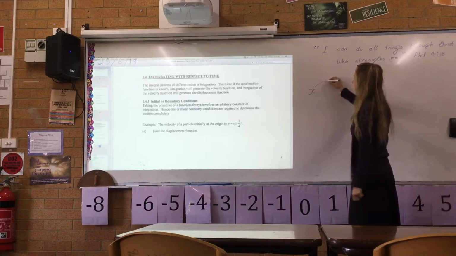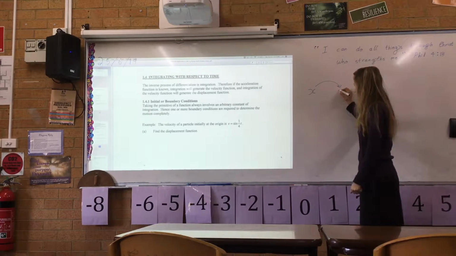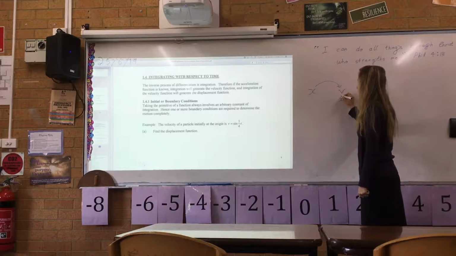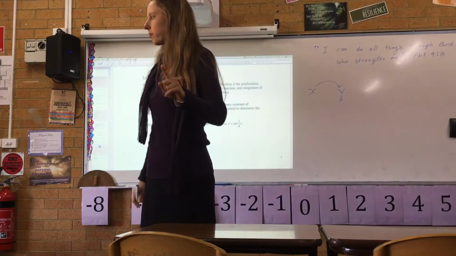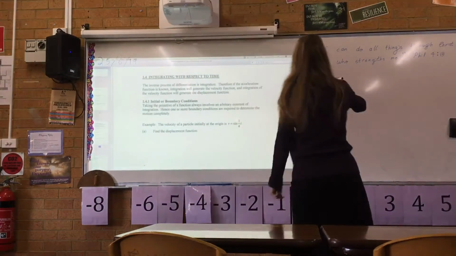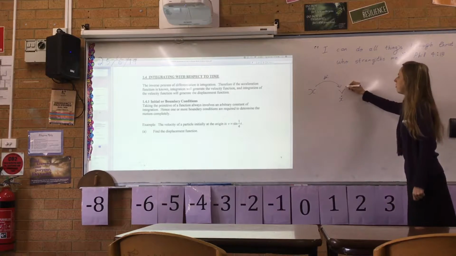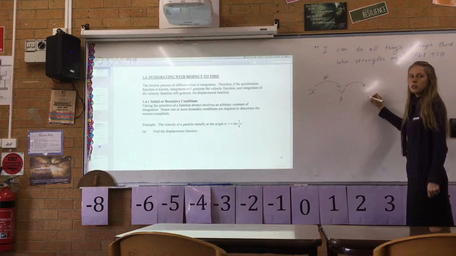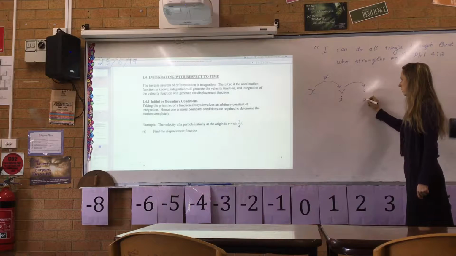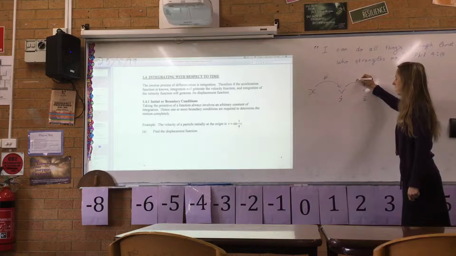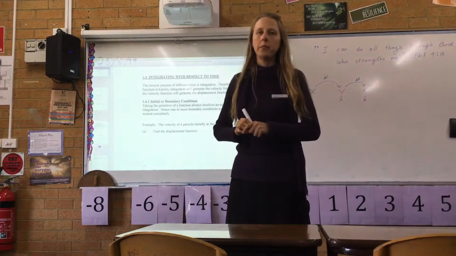And then to go from displacement to velocity, which is another way to do it, is x dot. Okay, what do we do? So we differentiate. Then to go from velocity to acceleration, we differentiate again. What we're going to do today is go the other way.